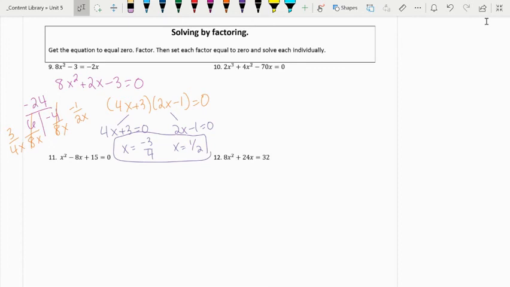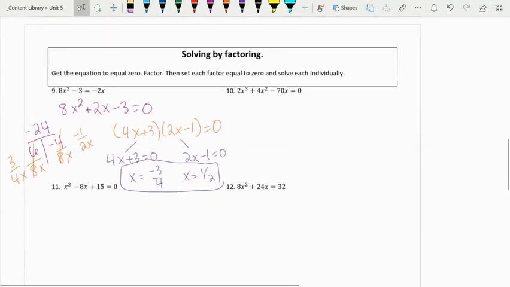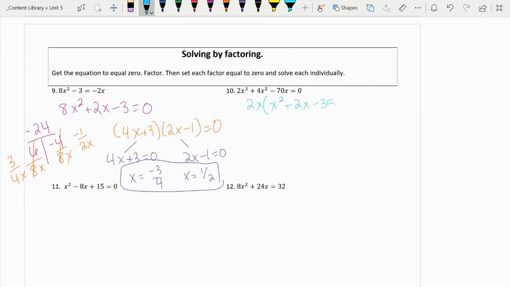All right, on the next one, if you notice, there's actually an x cubed, which means that we probably need to factor out something first. If you notice, you can take out a 2 and an x from all 3. When we do that, you're left with x squared plus 2x minus 35. So now if we look at this part, it's a trinomial, so we can t-chart it. If you do first times last, we get negative 35. We need a positive 2, so it's going to be 7 and negative 5.